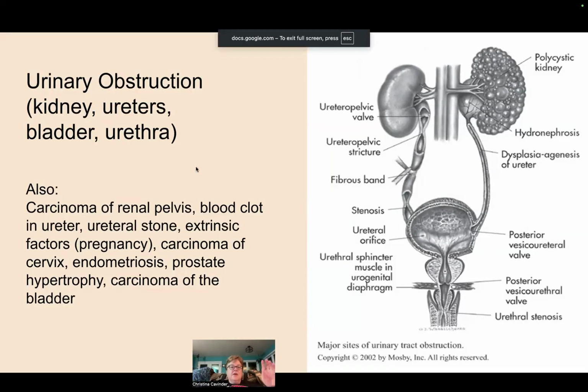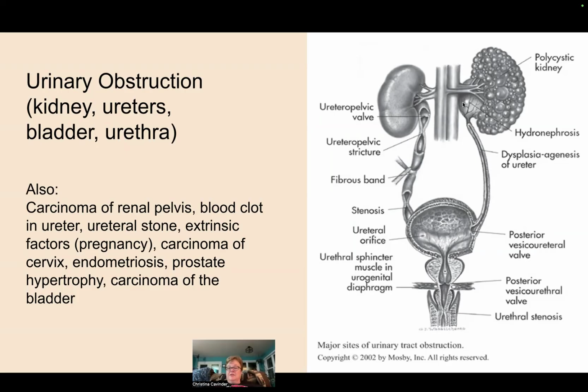There we go. So you can see there's lots of different causes of obstruction. It can be the kidney itself. So you can have polycystic kidneys where you have all these cysts here. The fluid is not being taken to the pelvis that then drains down. The cysts just get bigger and bigger, and it's basically a non-functioning kidney.